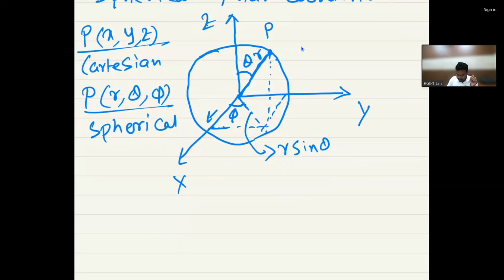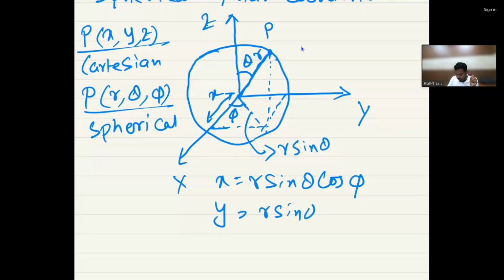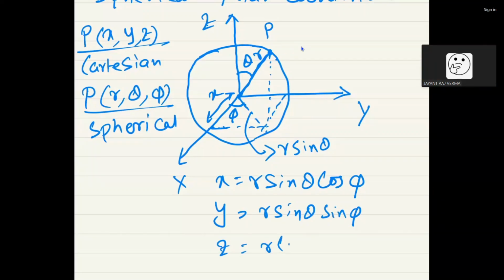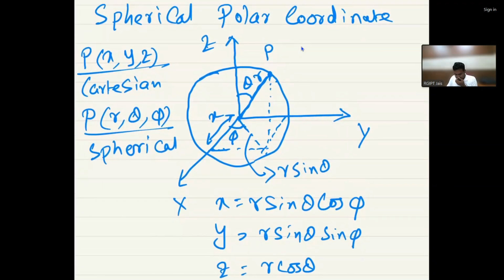Then you can write what x is. X is basically this distance, right? Then x will be r sine theta cos phi. Y will be r sine theta sine phi. And z will be r cos theta. So these are the basic conversions.